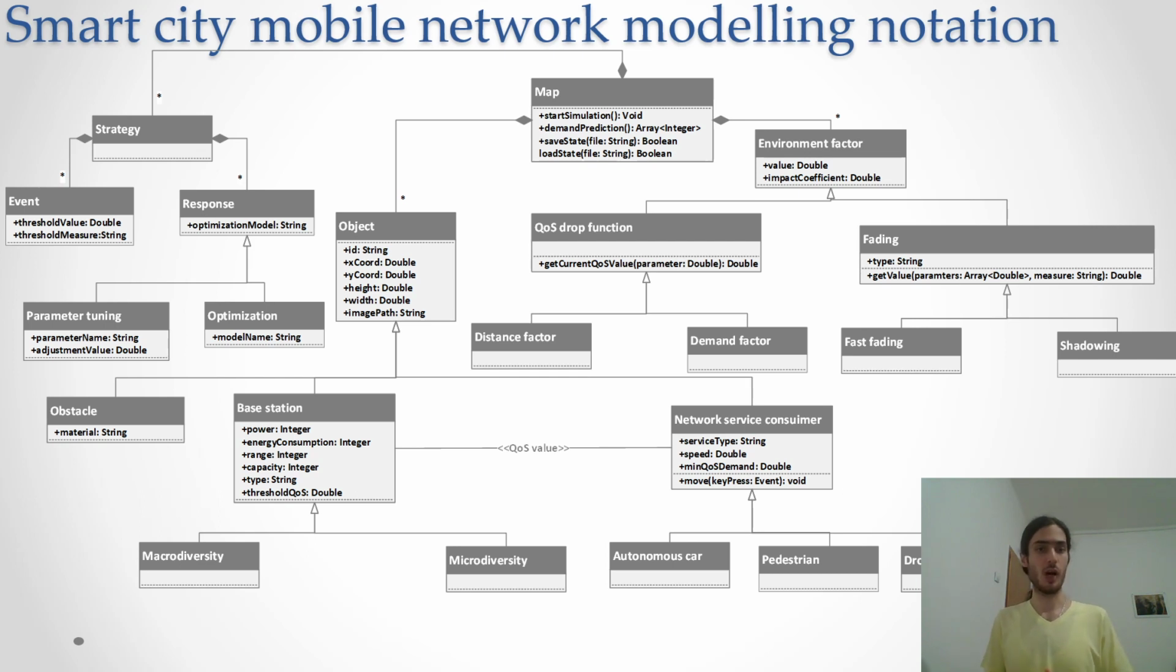And finally, one more aspect is considered that also aims at infrastructure operators, that is the quality of service adaptation strategy. It has an event, which is some change in the environment that triggers the strategy. On the other side, we have the response, which is a parameter tuning approach or execution of a particular optimization procedure. The event is modeled by a threshold value for quality of service. If the value drops below it, then a corresponding strategy will be taken.